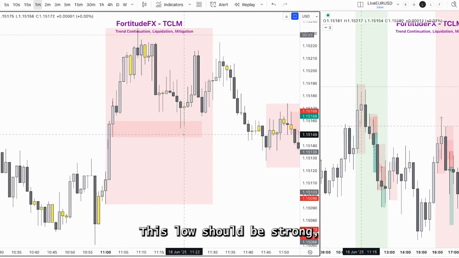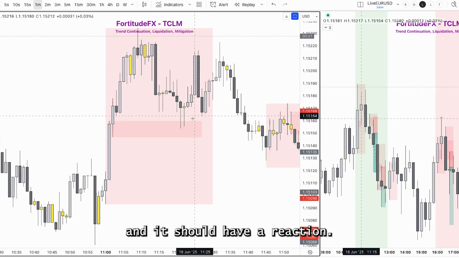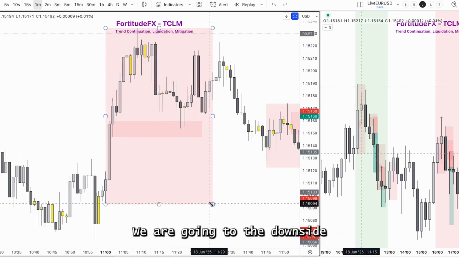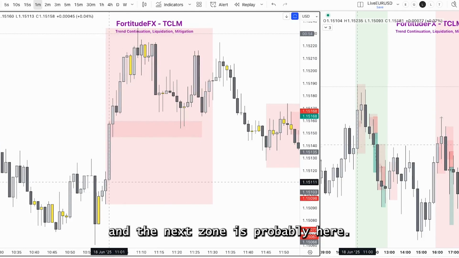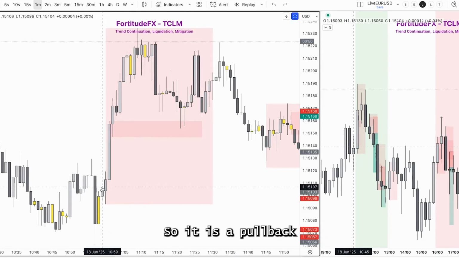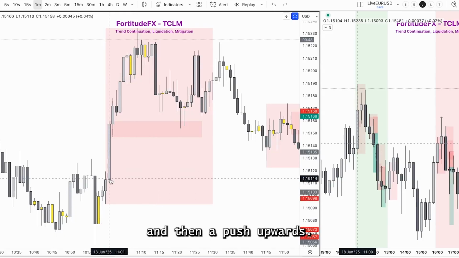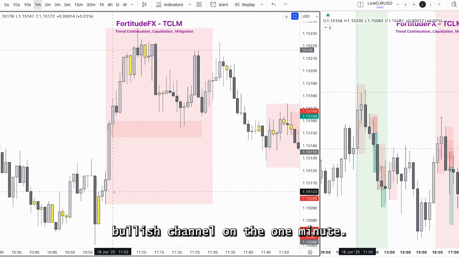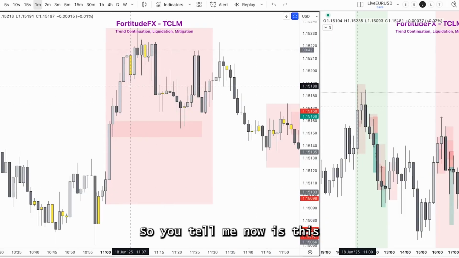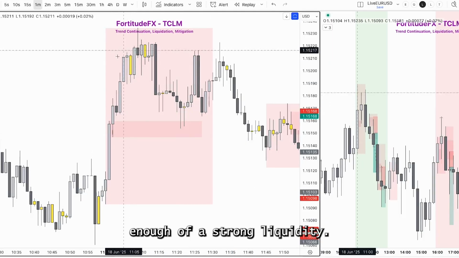This low should be strong and it should have a reaction. If this low got broken, then there is no premise to my trade. We are going to the downside, and the next zone is probably here. The reason I say this is because it swept the previous low. So it is a pullback and then a push upwards, and then you have the massive bullish candle on the 1 minute, right? So you tell me now, is this enough of a strong liquidity?